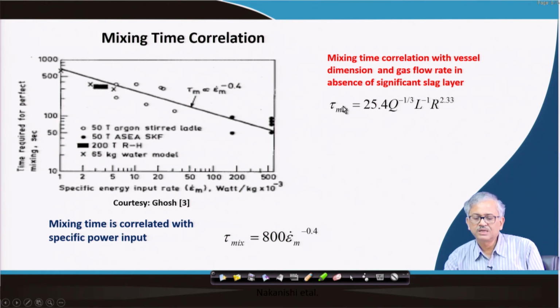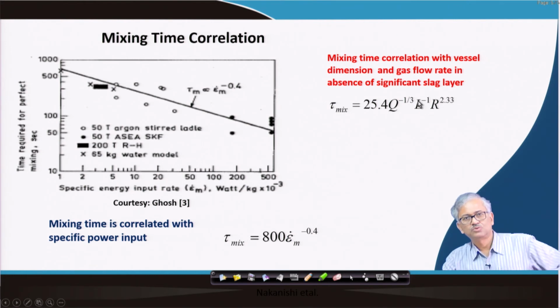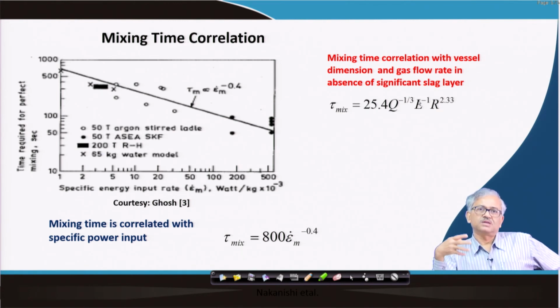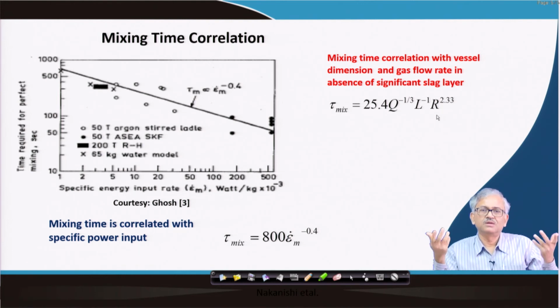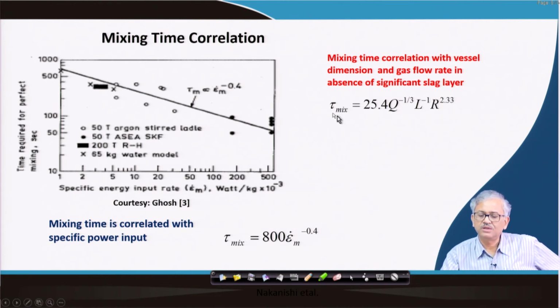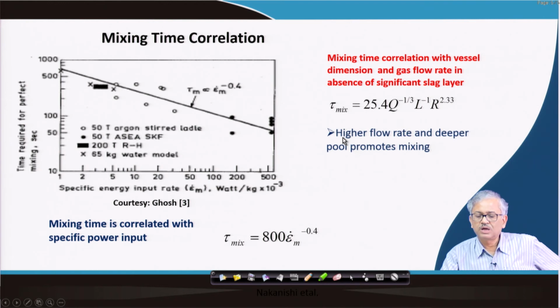What you can find is that mixing time becomes low with increase in Q and with increase in height. So a deeper bath and a higher flow rate always give a low mixing time. That means the bath is more highly stirred. Okay, extent of stirring is more. That's why mixing time is less. And again, the wider the bath, the mixing time becomes high.